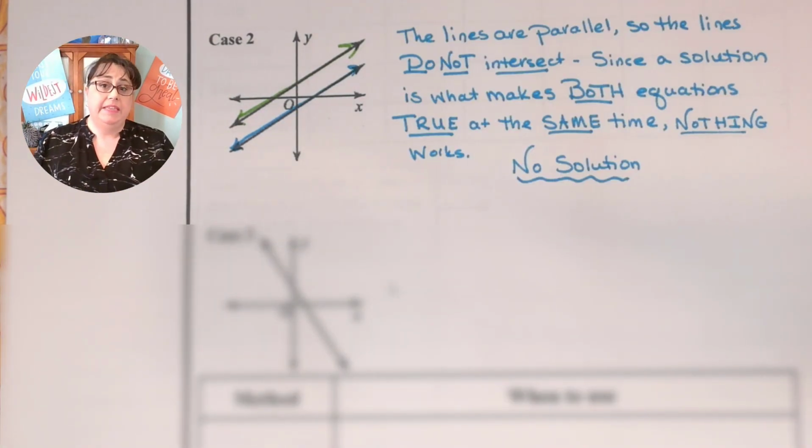Case number two has two lines that are parallel. So in this case, the lines don't intersect. And since the solution is what makes both equations true at the same time, nothing is going to work. Therefore, there is no solution.